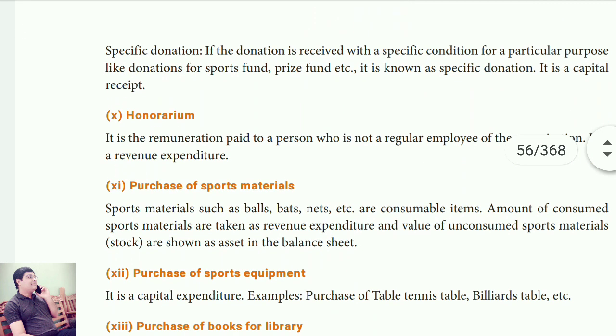If the donation is received with a specific condition for a particular purpose, like donations for sports fund, prize fund, etc., then any fund mentioned will come on the liability side. It is known as a specific donation. It is a capital receipt. Understand?